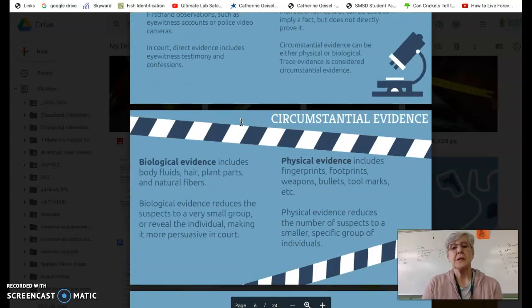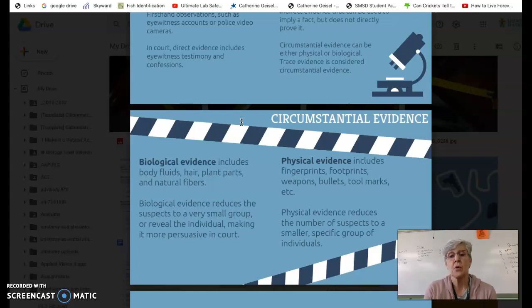So, the difference between some of the different types of physical evidence. You have biological evidence. It's also sometimes called the serology unit. Bodily fluids, hair, plant parts, natural fibers, anything that came from a living organism. So biological evidence will be considered to be class evidence unless it's DNA. It usually reduces suspects into a smaller group, or it can be individualized evidence if it is DNA and be more persuasive in court.